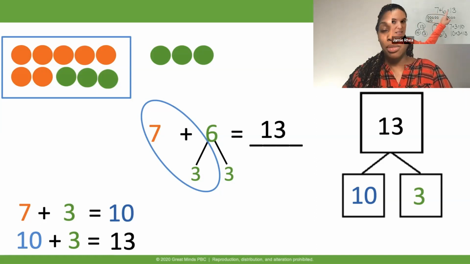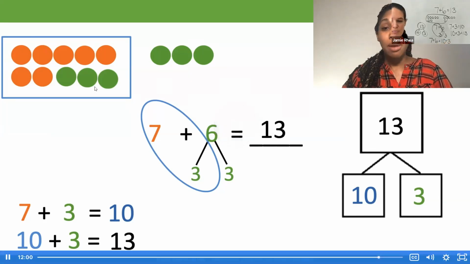7 plus 6 equals 13. Does 7 plus 3 equal 13? No, so I can't use that one. Does 10 plus 3 equal 13? Yes. Do they have the same answers? Yes. So therefore, I'm going to say 7 plus 6 equals 10 plus 3 because they have the exact same answers. Remember to use 2 expressions.